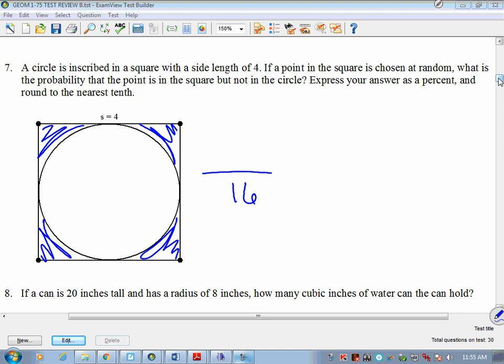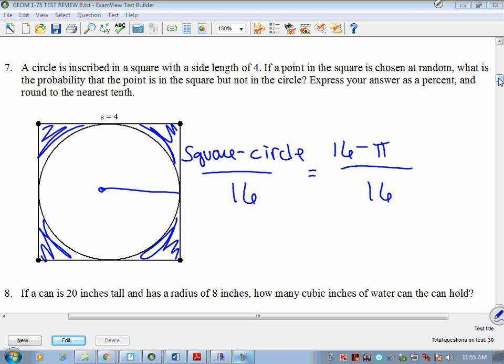Okay, so area of the square. So we'll take square minus circle. Well, the nice thing about it is we already know what the square is, right? What is the square? 16, all right? Now we need to subtract. How do we find the area of a circle? Pi times the radius squared. So we're going to subtract pi. What is the radius of this? 2 squared. So 16 minus 4 pi, right? So we're going to take 16 minus 4 pi, and we're going to divide that by 16.